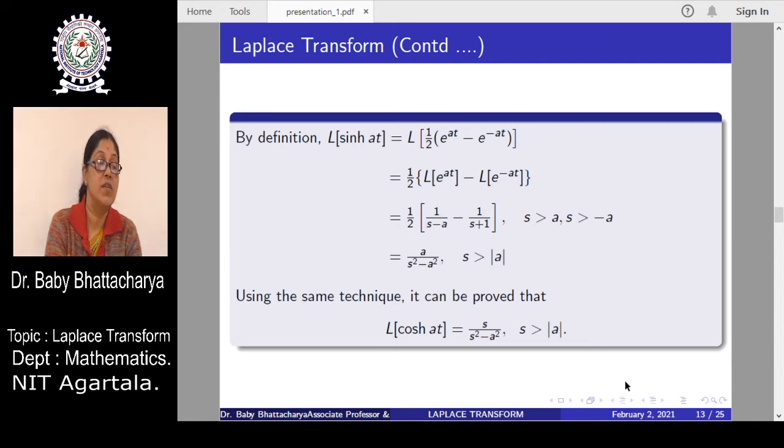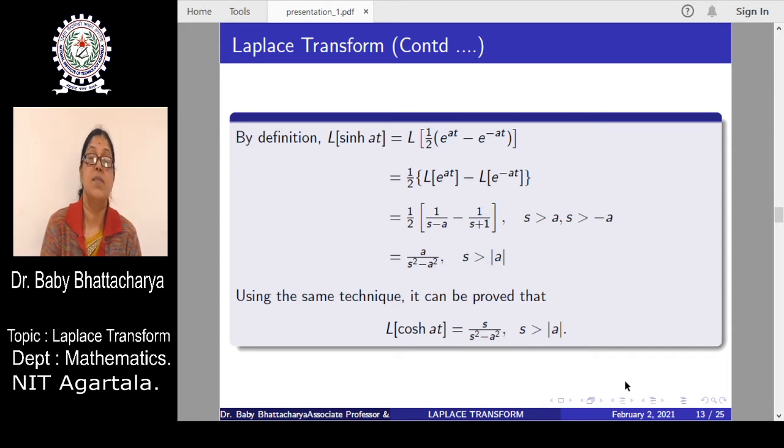So we do have the result as half of 1 upon s minus a minus 1 upon s plus a. There is a mistake. It would be 1 upon s plus a. So after simplification, we have that it is a upon s square minus a square for all s greater than mod a.